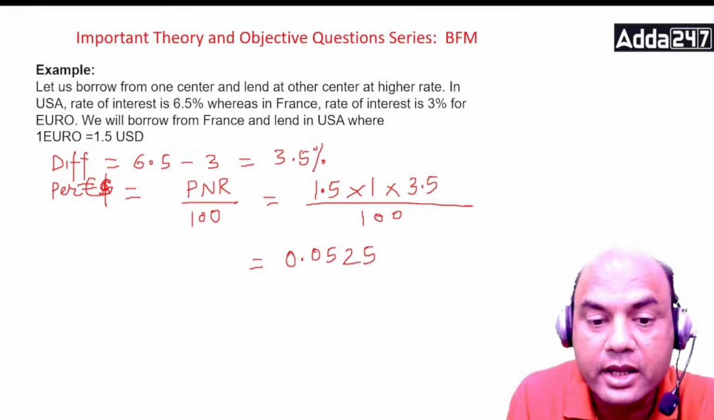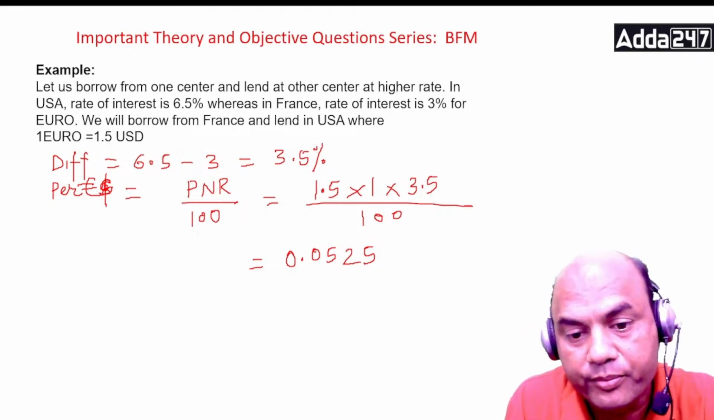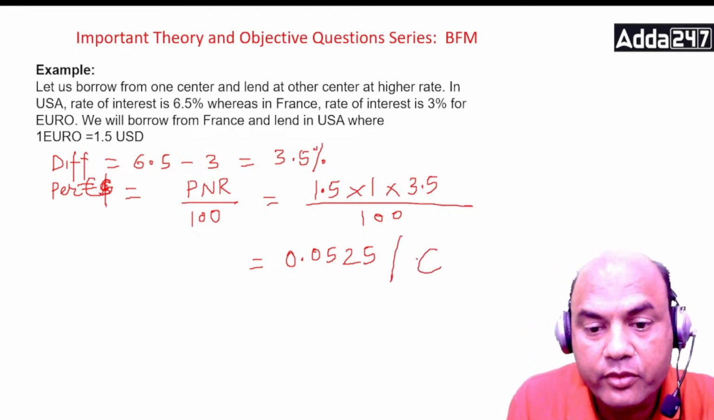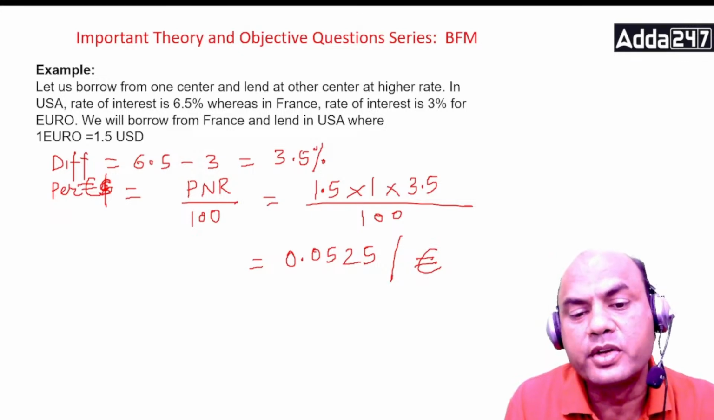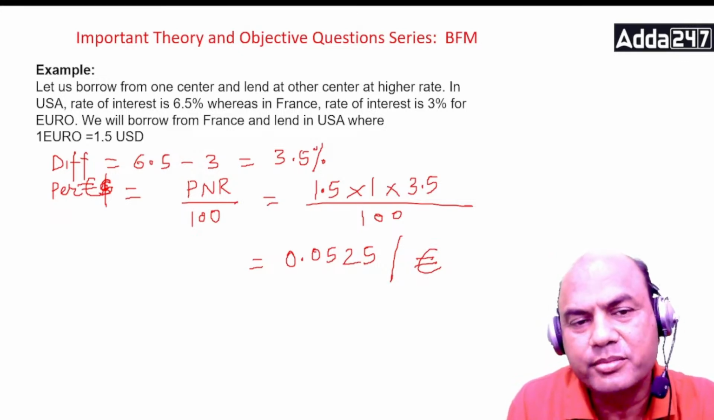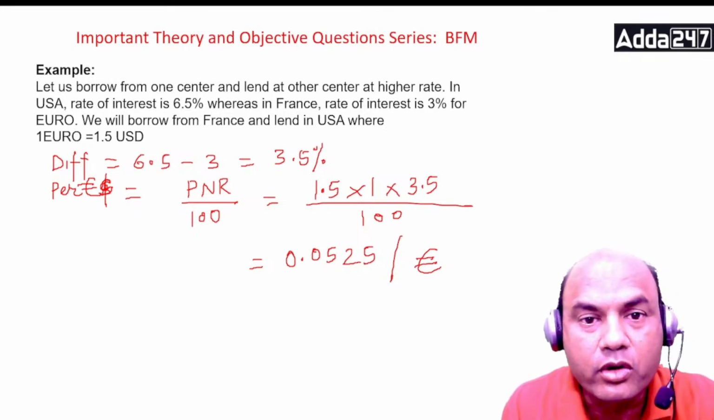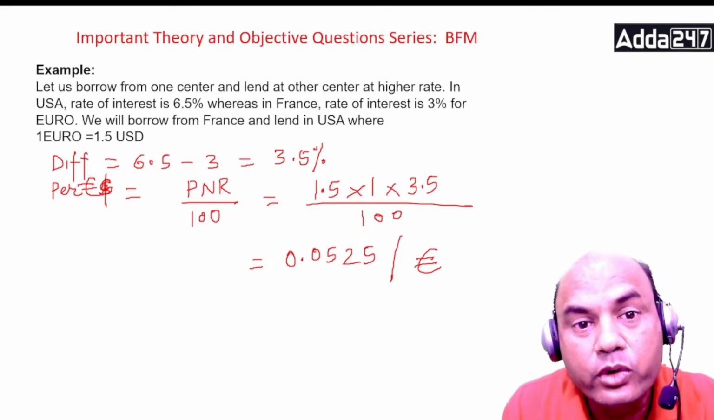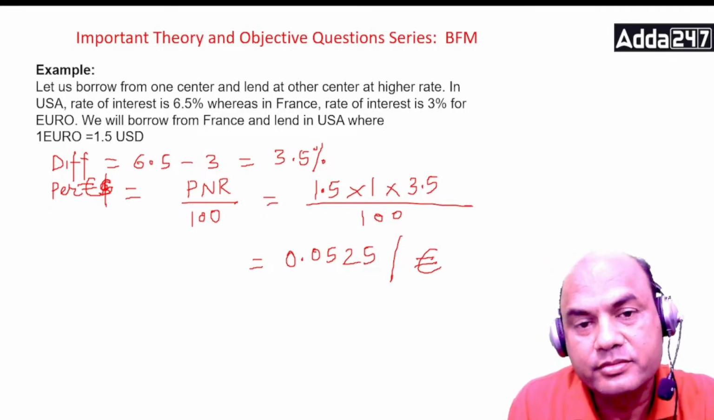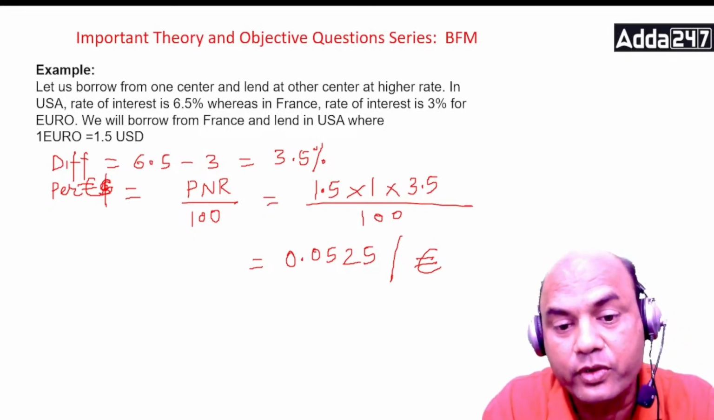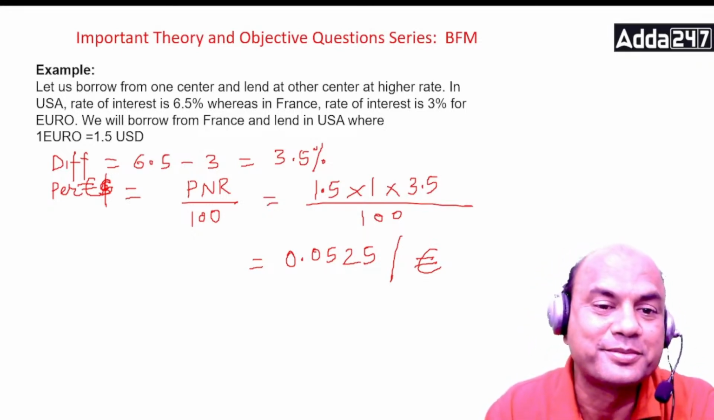0.0525. This is the margin I have earned per euro. This is per euro I have earned this much. Now you'll say, what is this? So less. But imagine I'm talking of 1 euro over here. If I talk of 10 crore euros, how much will I earn? That's it. Because forex deals are done in such big amounts.